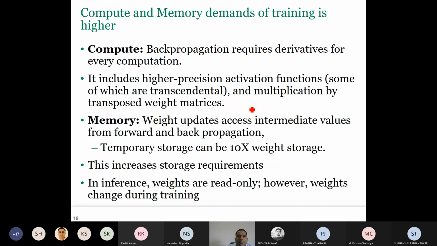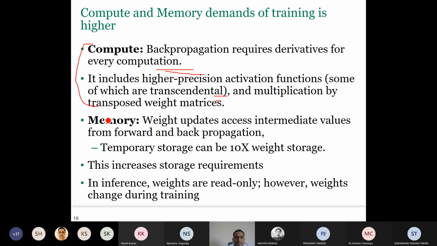Now, what are the compute and memory demands? During the training phase, the backward propagation phase, we need to compute derivatives for every computation. How do we do it? That's the mathematical part, outside this course, but what we are discussing is that it includes higher precision activation functions, some of which are transcendental, and we have to do multiplication by transposed weight matrices. That's why the compute requirements of training are much higher. For example, your mobile phone usually cannot do training, but it can easily do inference.